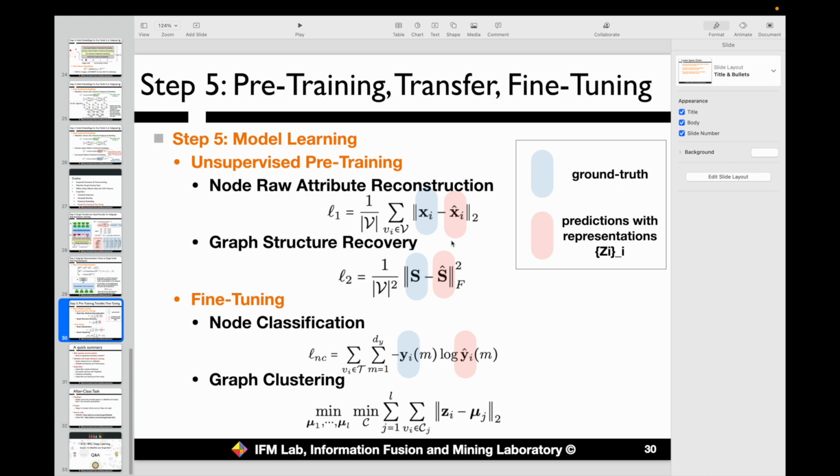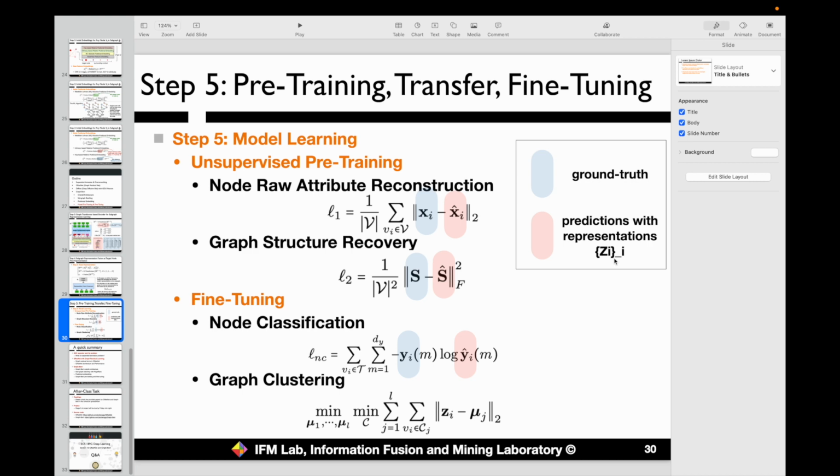And based on the pre-trained Graph-Bert, we can further transfer it for some other applications via transfer learning, also with fine-tuning as well. So we show two other fine-tuning tasks. One is for node classification, and one is for graph clustering.